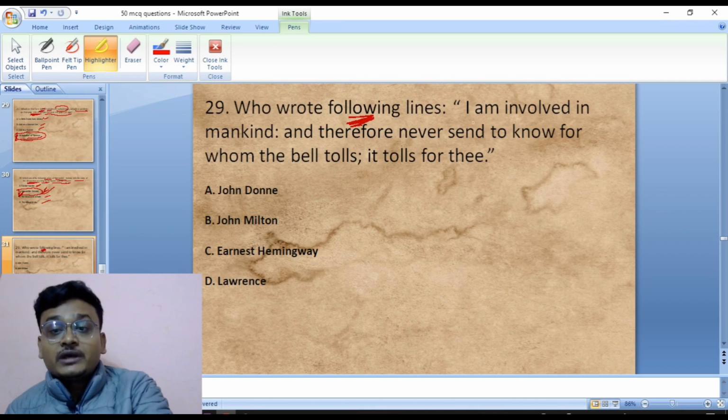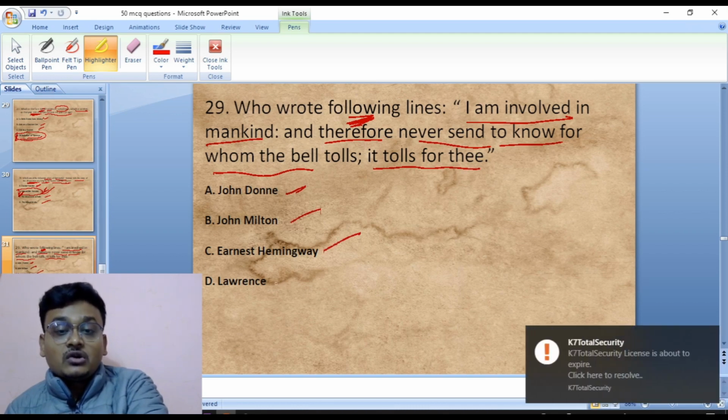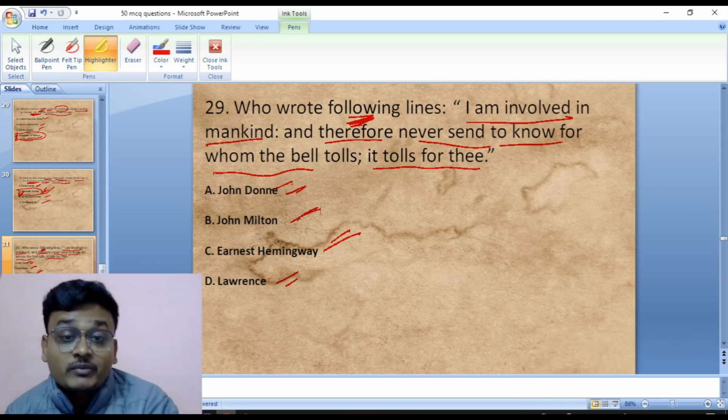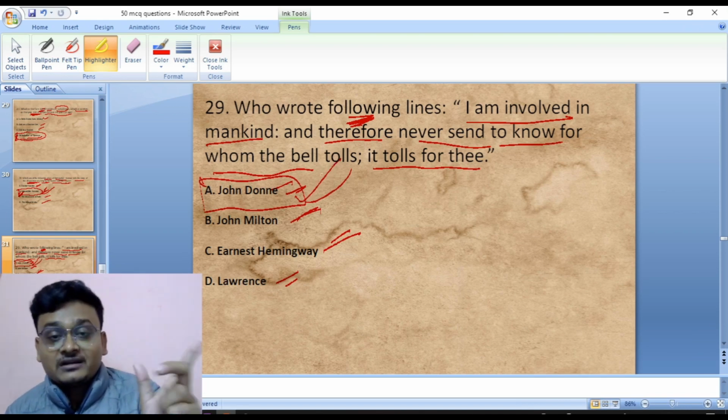Who wrote the following lines? "I am involved in mankind, and therefore never send to know for whom the bell tolls; it tolls for thee." The options are: John Donne, John Milton, Ernest Hemingway, Lawrence. It was written by John Donne. So option A, the metaphysical poet John Donne, is the right answer here.